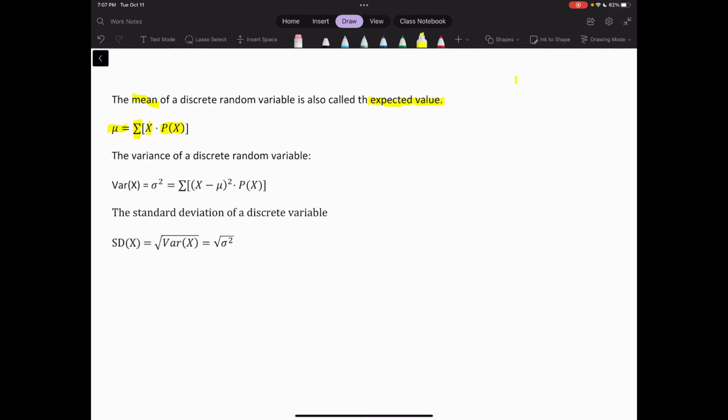The variance of a discrete random variable is this formula. Once again, we're summing up something. So what are we summing up? We take the value x, minus the mean, and we square that difference. It's just like we're getting a squared deviation like we did before with variance. But this time we're going to multiply it by the probability of getting that value. And then as we know from before, the standard deviation is always going to be the square root of the variance. So once you get your variance, just take the square root to get the standard deviation.